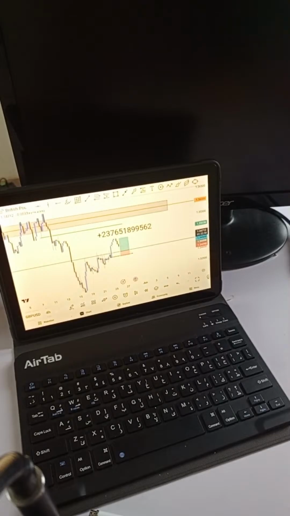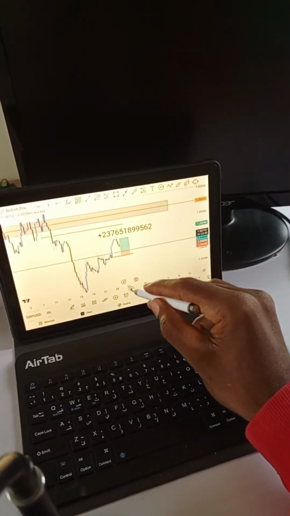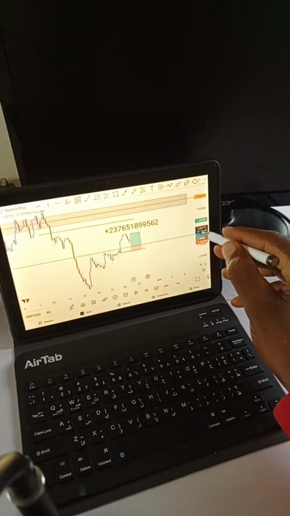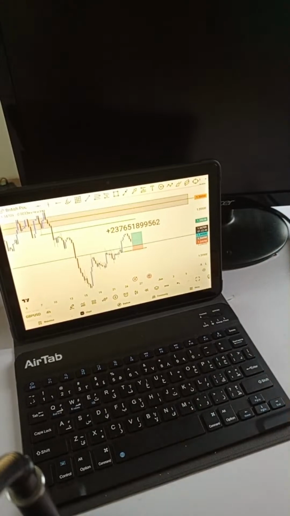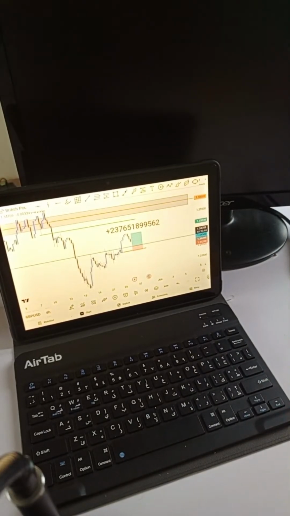So these are the pairs we have going on, and this is exactly what we're looking at on GU. So we'll just be patient and see if price will react from that zone for us to have a buy. So that's it, guys.